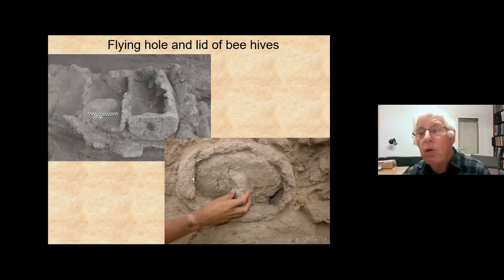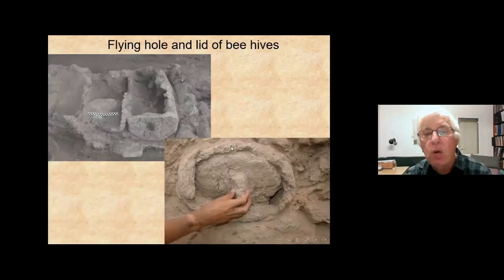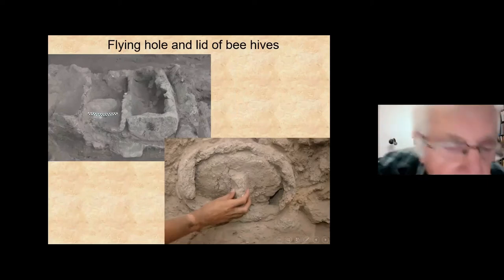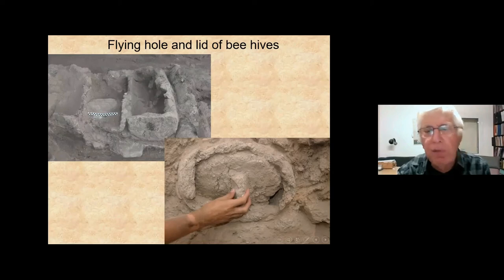Now, how did we know that these are beehives indeed? First, we conducted chemical analysis. A scholar from the Weizmann Institute, who just finished her PhD exactly on this subject, conducted chemical analysis, and she showed us that those clay walls include some remains of honey wax, of beeswax.